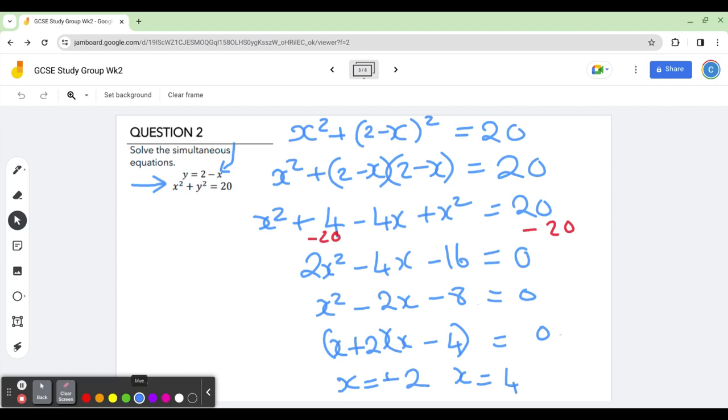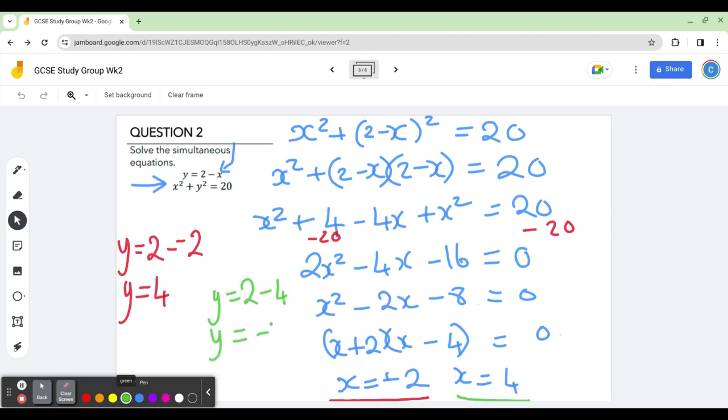Now, what should we do with that? We'll plug it into the linear equation. It's much easier to get the values of y. So I'm going to do the red one first. x is negative 2. So I get y equals 2 minus negative 2. So I get a value there of y equals 4. And I'm going to do this green one here. When x is 4, I get y equals 2 minus 4. So y equals negative 2. And there are all my values dotted around that page.